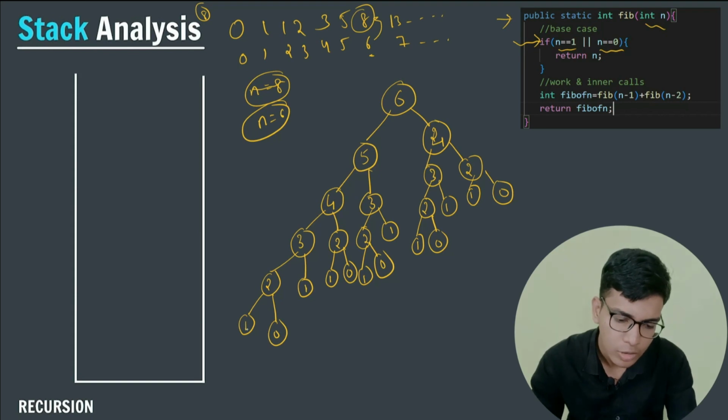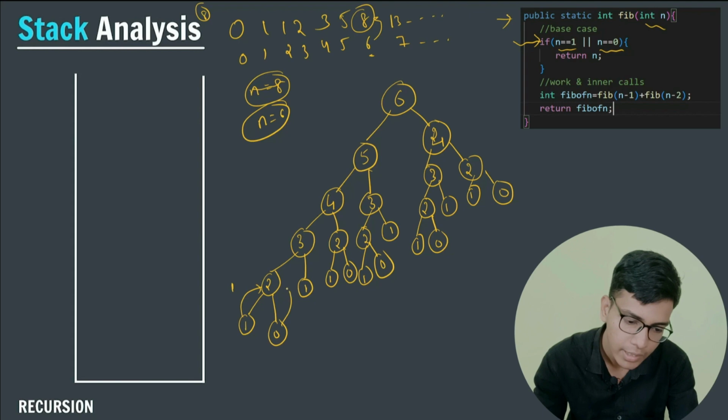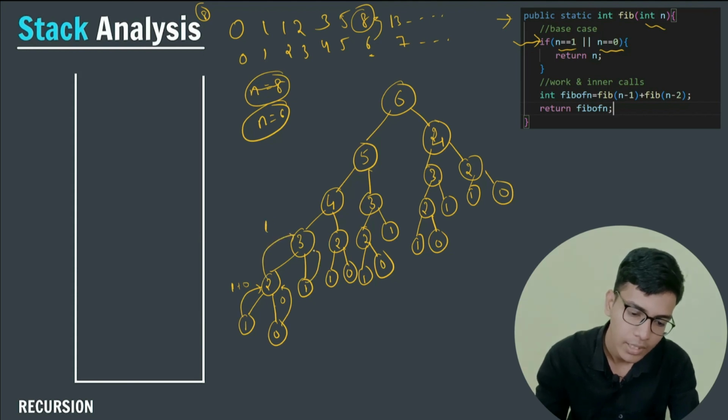So here n is equal to 1, so I will return 1. Here n is equal to 0, so I will return 0, and I will add these two values, that is 1 plus 0. So from this I will return 1, and this thing will return 1. So I will add these two values, that is 1 plus 1. So this thing will give me 2, so I will return 2 here.